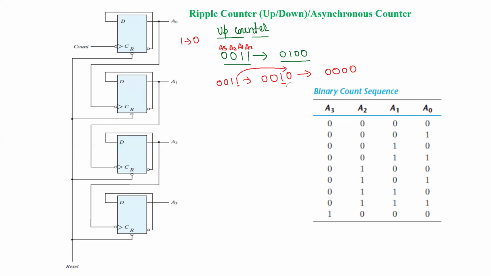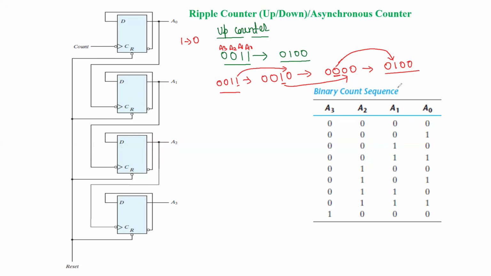Now again we see that this one has changed from 1 to 0. That means it will complement the next one. So that's why we get here 0 1 0 0. Finally, this one is being complemented. Now if you see here, it has changed from 0 to 1, so it's not going to complement the next bit. Here it will stop. So finally, from 3, we are able to get 4.